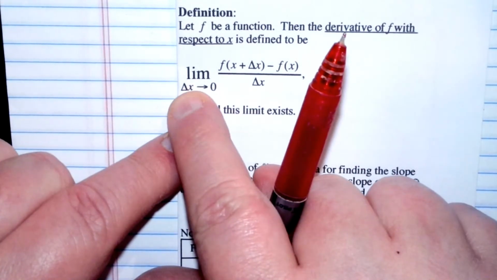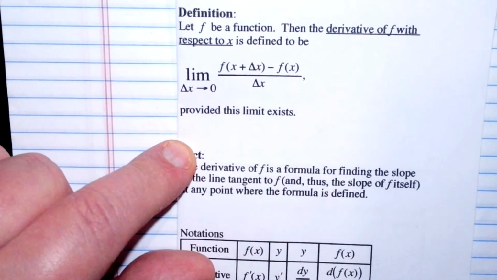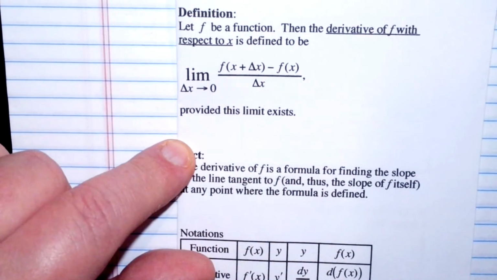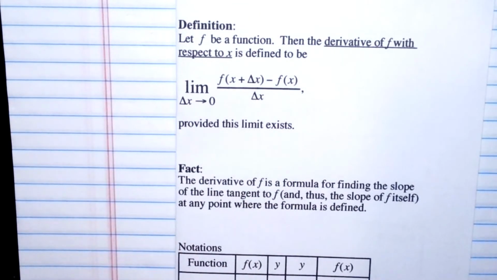The limit as delta x tends to 0 of f of x plus delta x minus f of x, all over delta x. That is how we define the derivative of f with respect to x, provided that limit exists. So the derivative gives us the slope of the curve, or sometimes we say the slope of the tangent line at a given point.